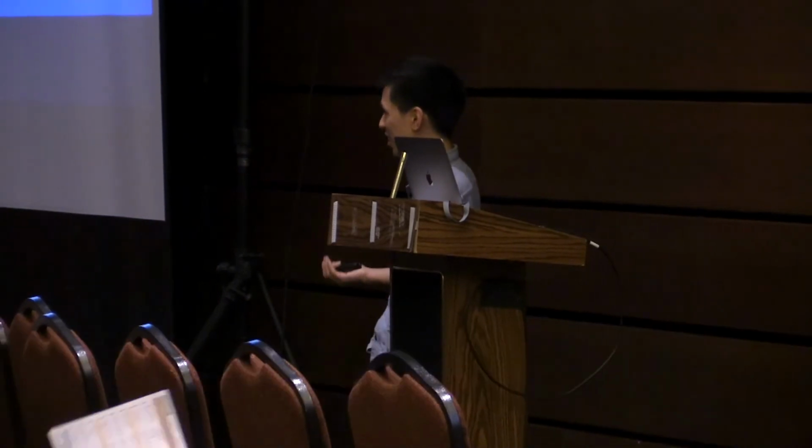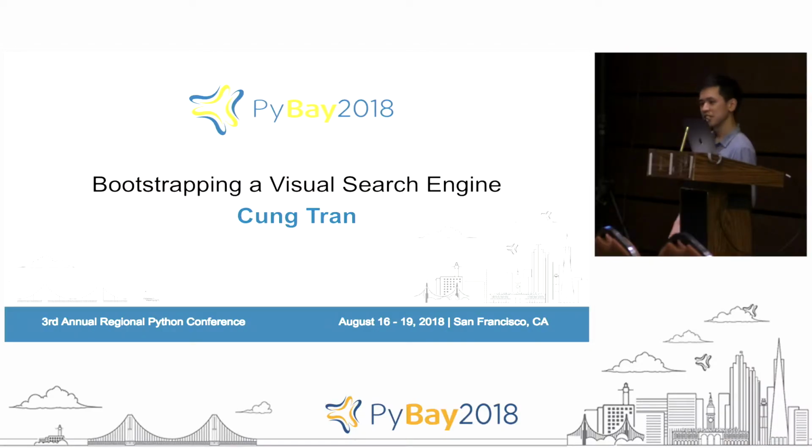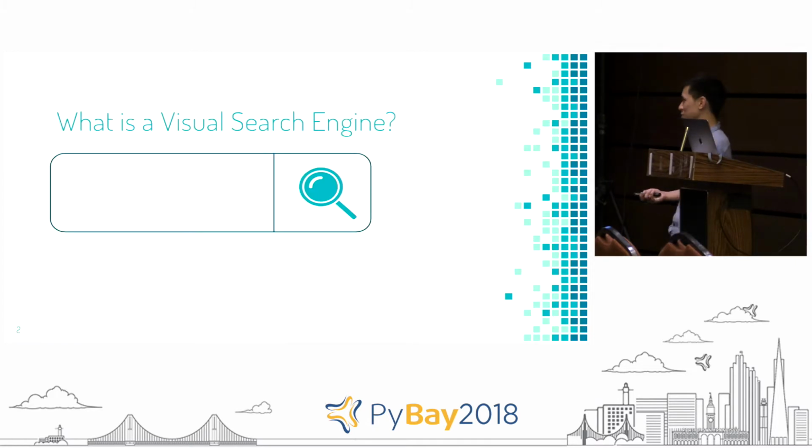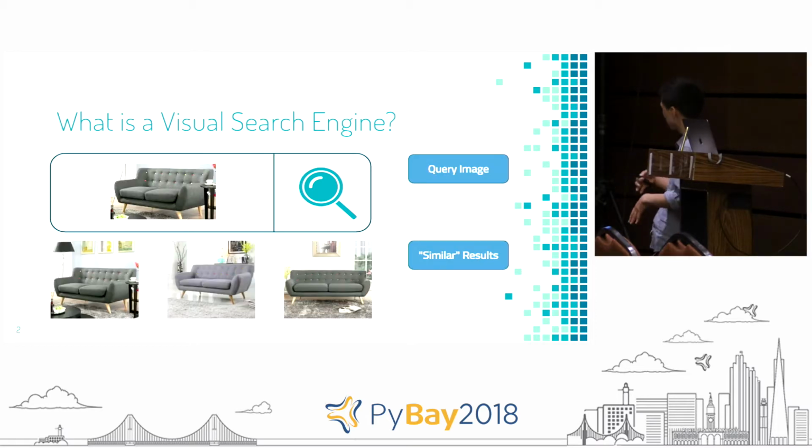We're an e-commerce site that sells millions of things for your home online. And today I'm going to talk about how you can bootstrap your own visual search engine. So what do I mean when I say visual search engine? Well, really simply, it's something that takes in some query image and returns similar looking results.